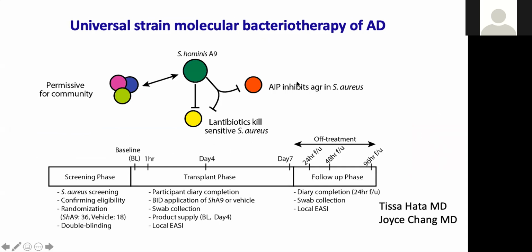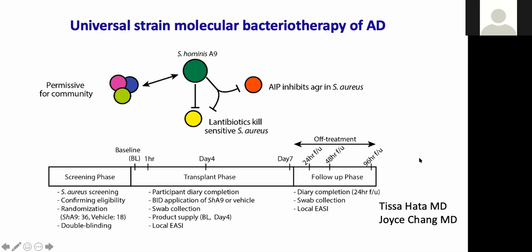We've since conducted the study, and this is the last piece of data I'll show you. It's not yet published, we're just writing it. One of the things I get to do in seclusion right now is to take this idealized hominis strain, grow it up, and apply it.